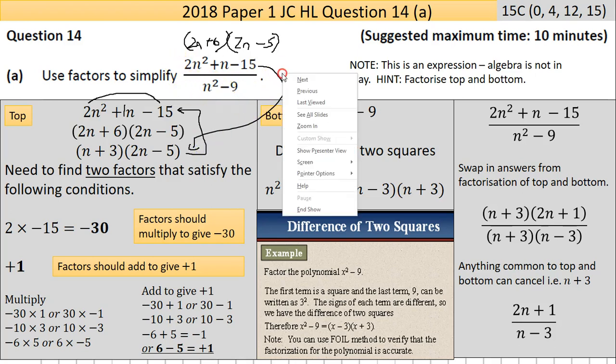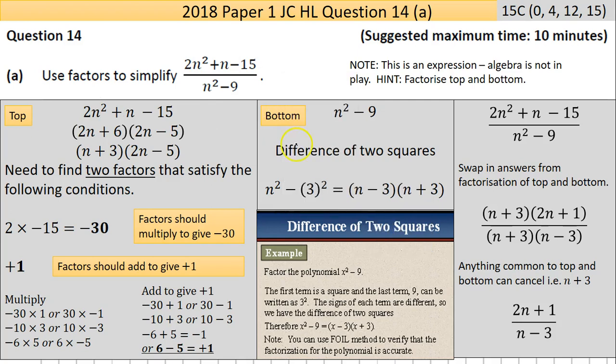Now the bottom part, I'll get rid of all the stuff. This is the quadratic. Now remember, this is not a quadratic equation, these are quadratic expressions. So I can factorize this with the difference of two squares. The method here is you look for the square root of the number at the end here.